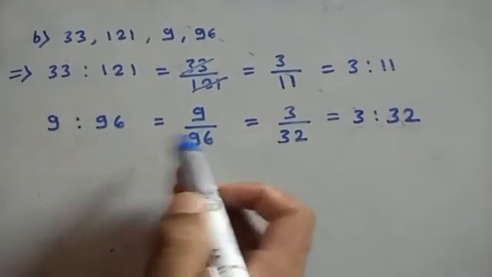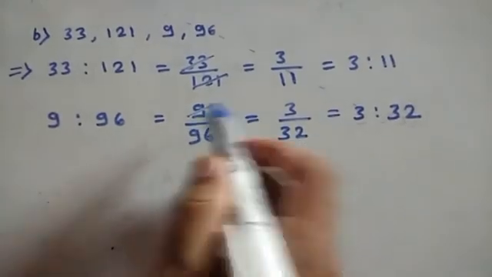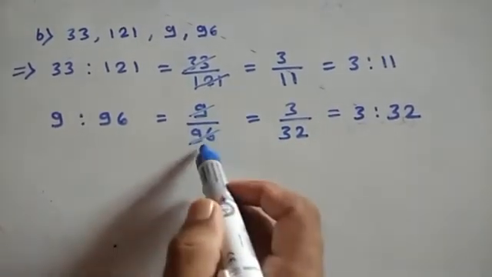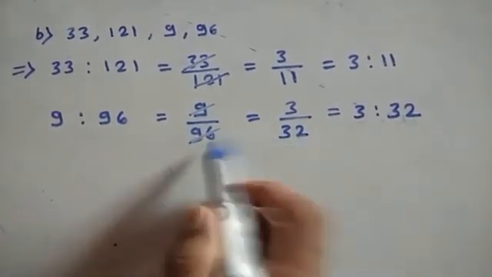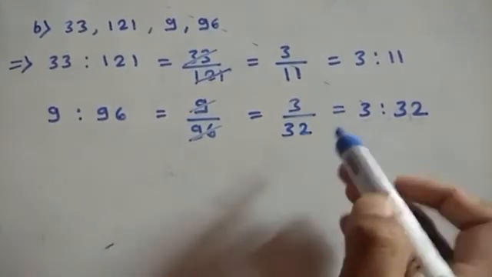9:96 is equal to 9 upon 96. Now here both numbers are divisible by 3. So 3 3s are 9, and 3 32s are 96. So the fraction we got is 3 upon 32, that is 3:32.